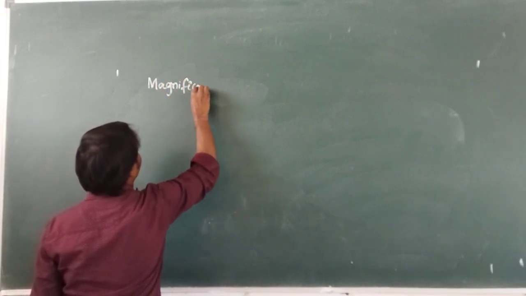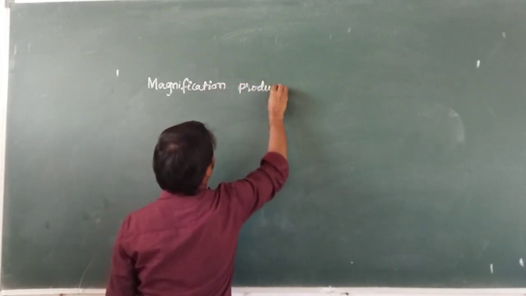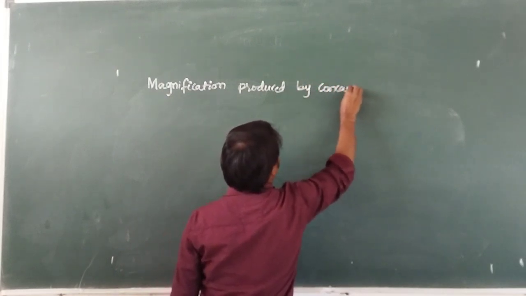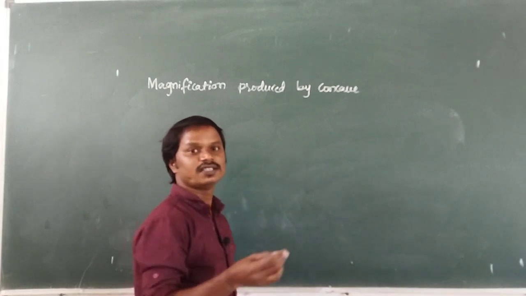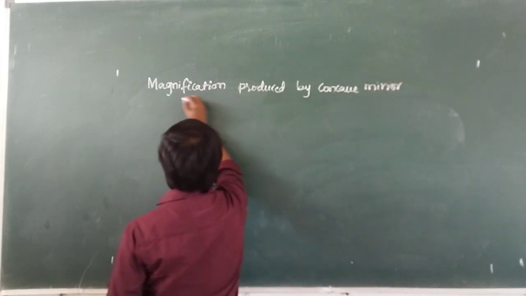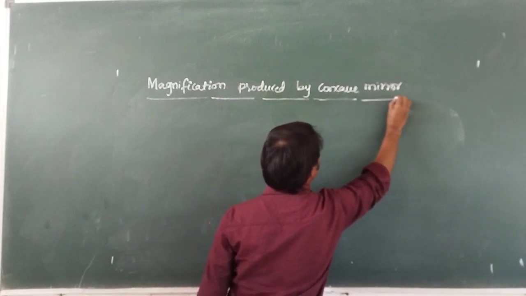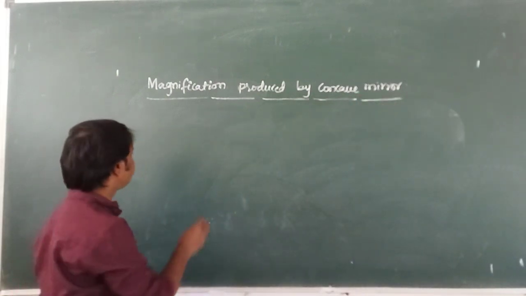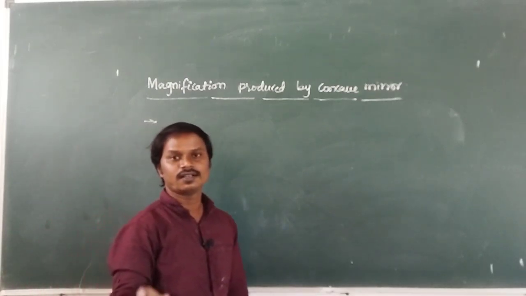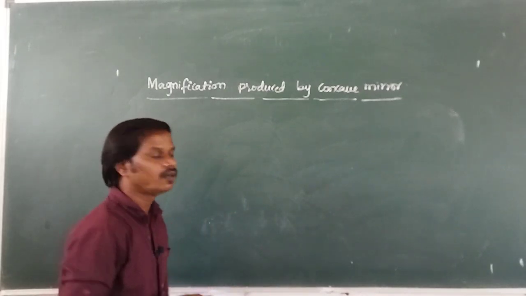Magnification produced by concave mirror. Magnification tells about size and nature of the image. What is a concave mirror? It is the spherical mirror whose reflecting surface faces towards the center of curvature. Now, first case. The magnification produced by the concave mirror may be greater than 1, less than 1 or equal to 1, that depends on the position of the object.